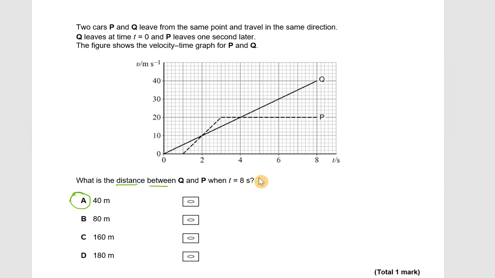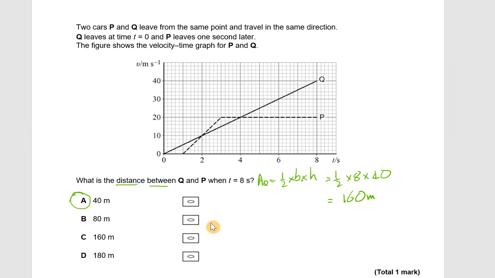So let's find the area under line Q. Well, that's a triangle, which is a half times base times height. That's a half, the base is 8, the height is 40. Into my calculator, that'll give me an answer of 160 meters.